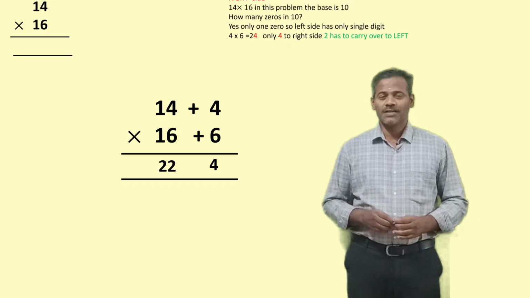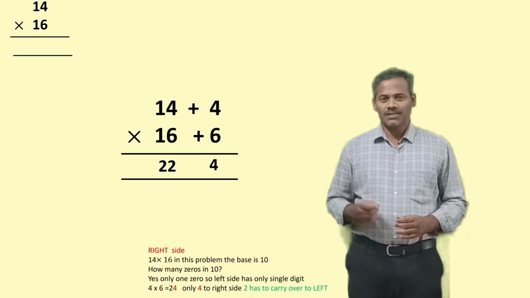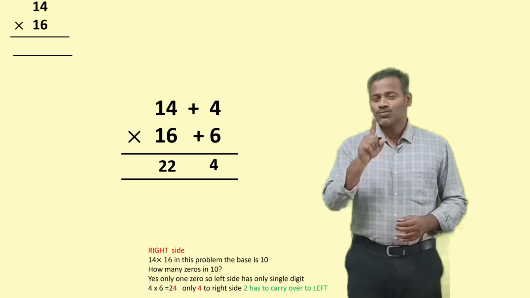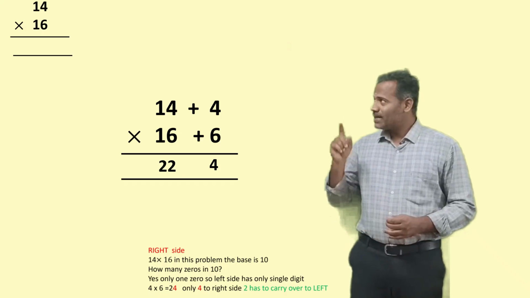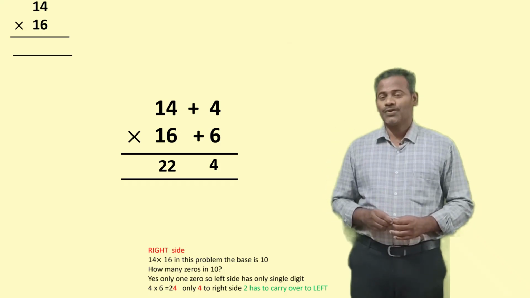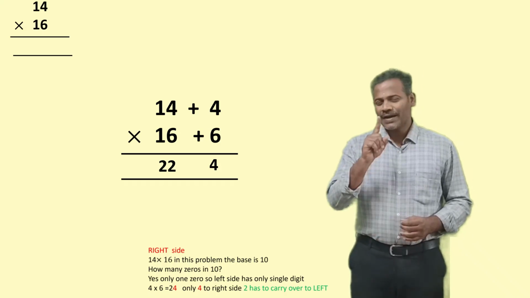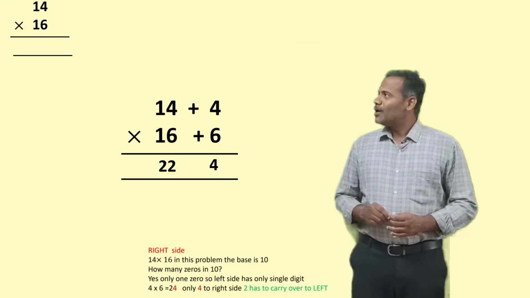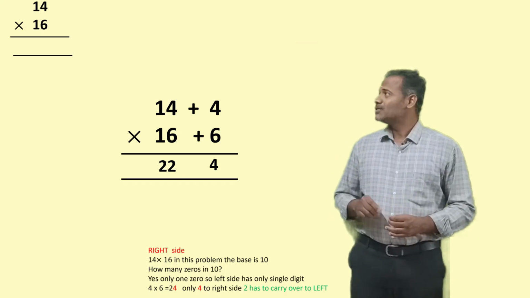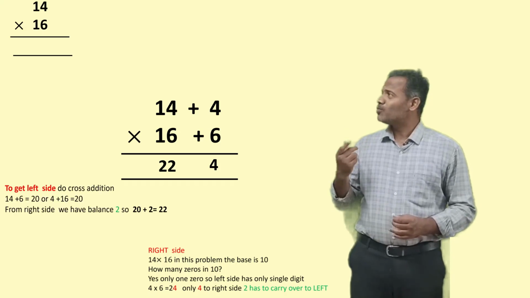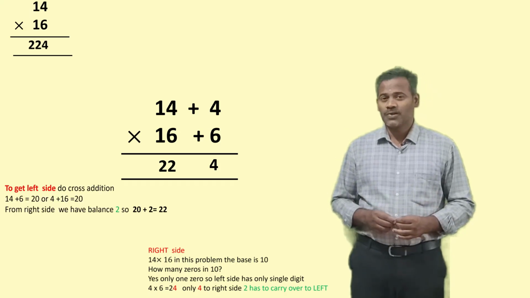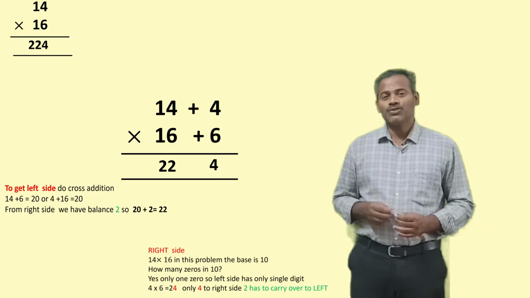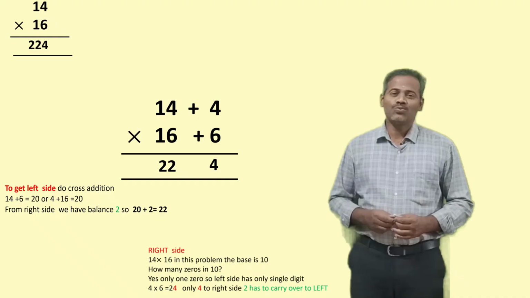No, you should not write it there. Why? Because this is base 10. How many zeros are there in 10? There is only one zero, right? So the right side has to be only a single digit. So 4 sixes are 24, write only 4 alone and keep the remaining 2 as a carry over. So 14 plus 6 will be 20, or 4 plus 16. You do a cross addition here, so you will get 20. We already have 2 as the remainder, so 20 plus 2 will be 22. So the answer is 224.